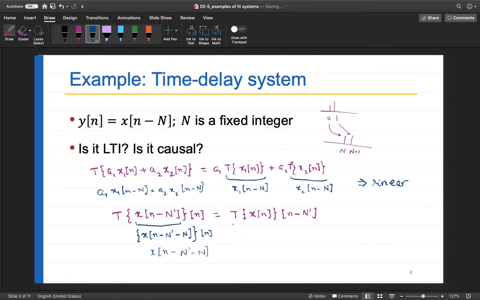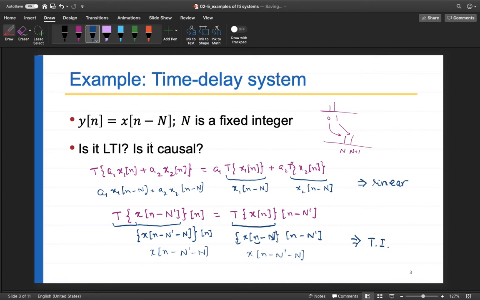Let's see on this side what happens. So okay, I have to say this is the whole thing. The transformation of x of n, this you know is x of n minus capital N, this sequence. And now you have to take the n minus n dash element of this sequence. So you just replace your n with n minus n dash. So what do you get? x of n minus n dash minus n, which is same as the left hand side. So this implies that yes, this system is indeed time invariant.